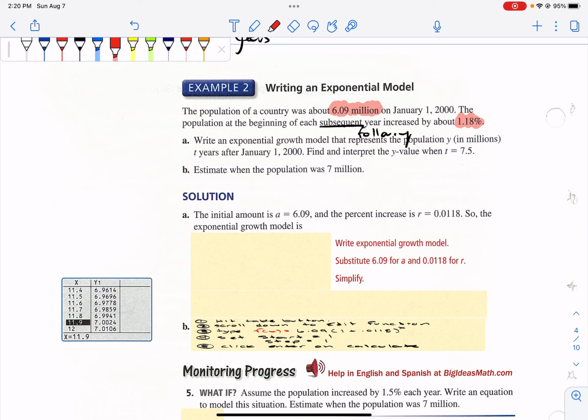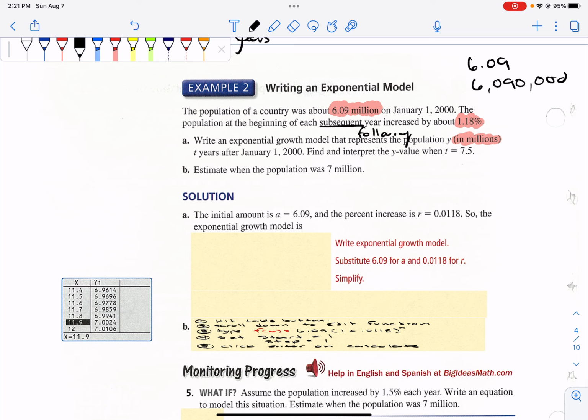In millions means don't write, when it says 6.09 million, when it wants the answer in millions, it means please don't write 6,090,000. It doesn't want you to write it like this. It wants you to write it as 6.09 million.